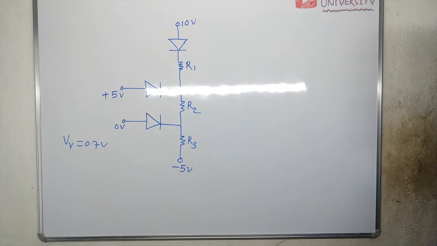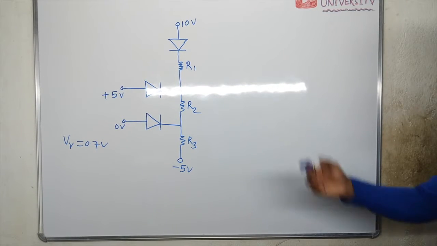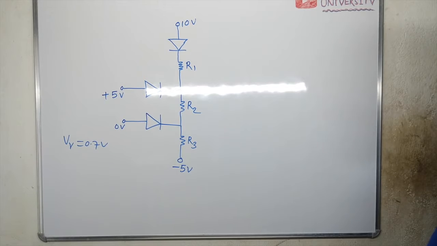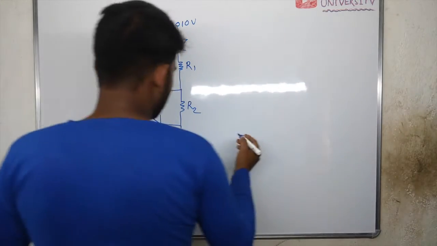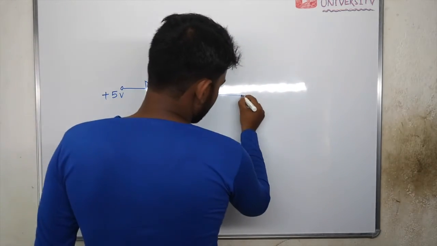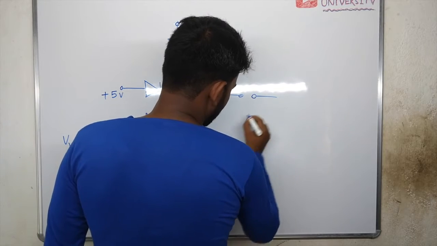Now you do the same thing. You first do the open circuit test to know which diode will be forward biased and which diode will be reverse biased. Make each diode off. Let's assume that the diodes are off.